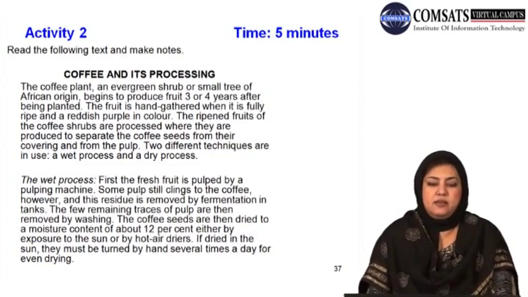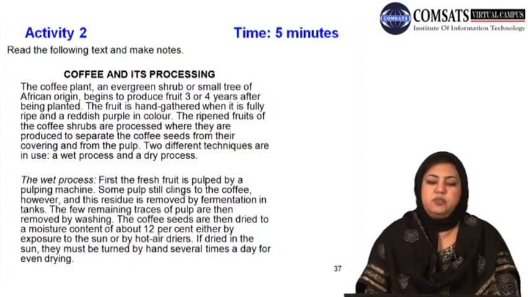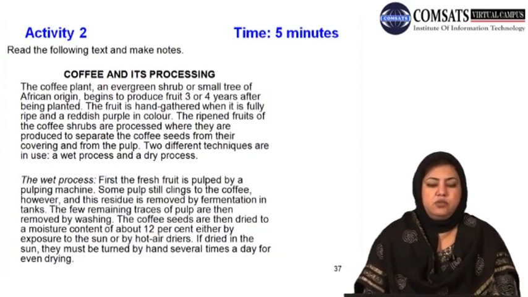Coffee and its processing. The coffee plant, an evergreen shrub or small tree of African origin, begins to produce fruit 3 or 4 years after being planted. The fruit is hand gathered when it is fully ripe and a reddish purple in color. The ripened fruits of the coffee shrubs are processed where they are produced to separate the coffee seeds from their covering and from the pulp. 2 different techniques are in use, a wet process and a dry process.